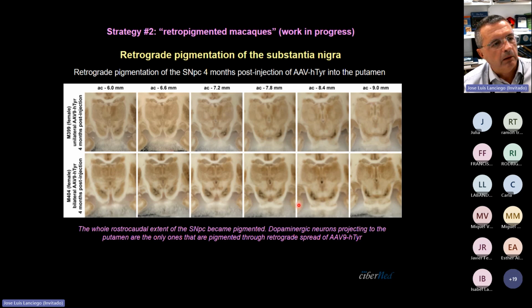This other animal, by contrast, has been injected in both the left and right putamen. So that's why pigmentation is bilateral, and neuromelanin is also being expressed in the entire rostrocaudal extent of the substantia nigra.